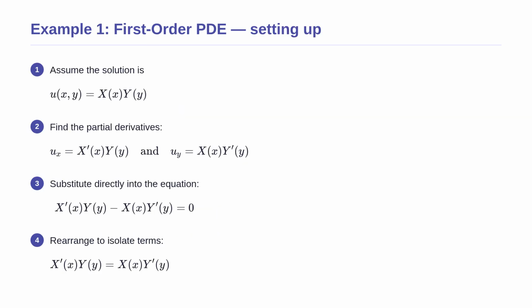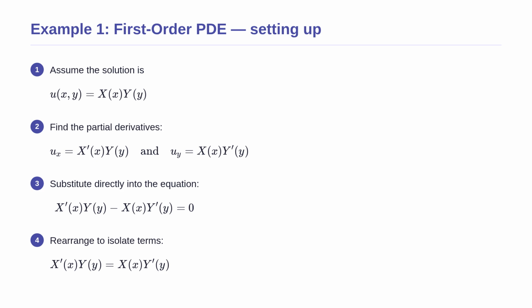We start by stating our given information and our goal to find the function u. We choose the separation of variables approach because the equation is linear and homogeneous. First, we assume the product solution.